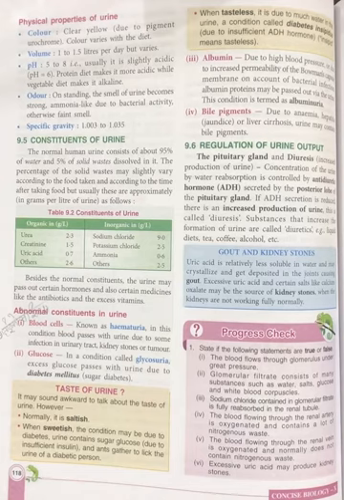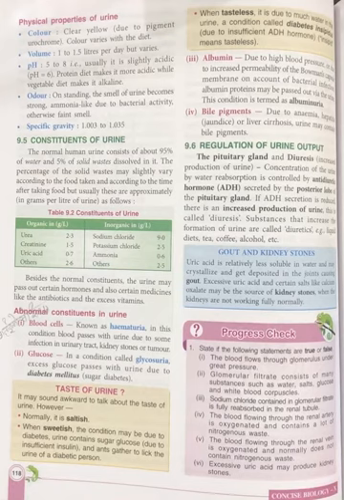Then next is gout and kidney stones. The uric acid is relatively less soluble in water and may crystallize and get deposited in the joints, causing gouts. This uric acid is not that much soluble in water, and so it gets crystallized and deposited in our joints. And excessive uric acid and certain salts like calcium oxalate may be the source of kidney stone.